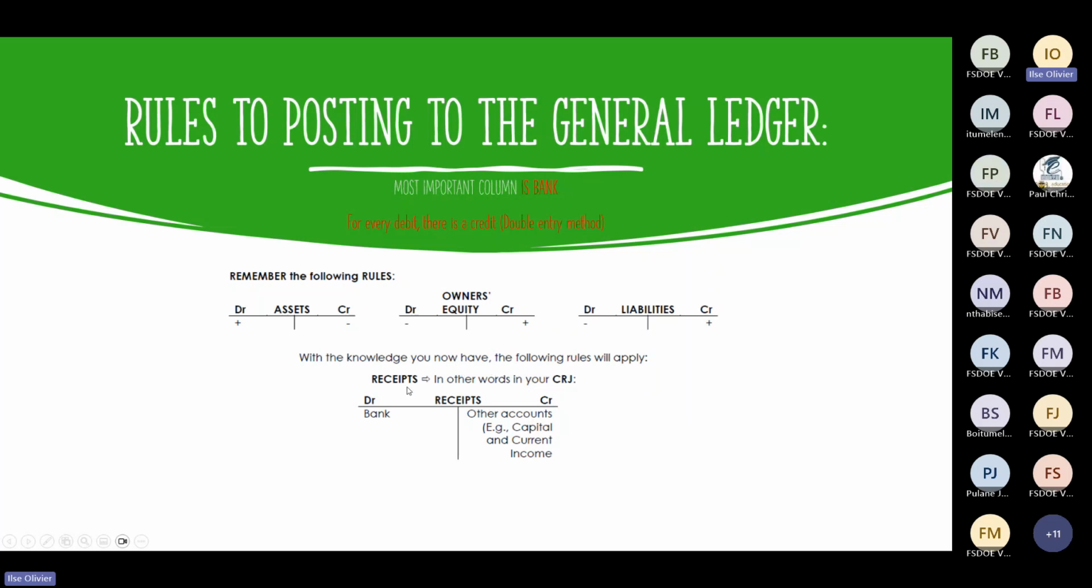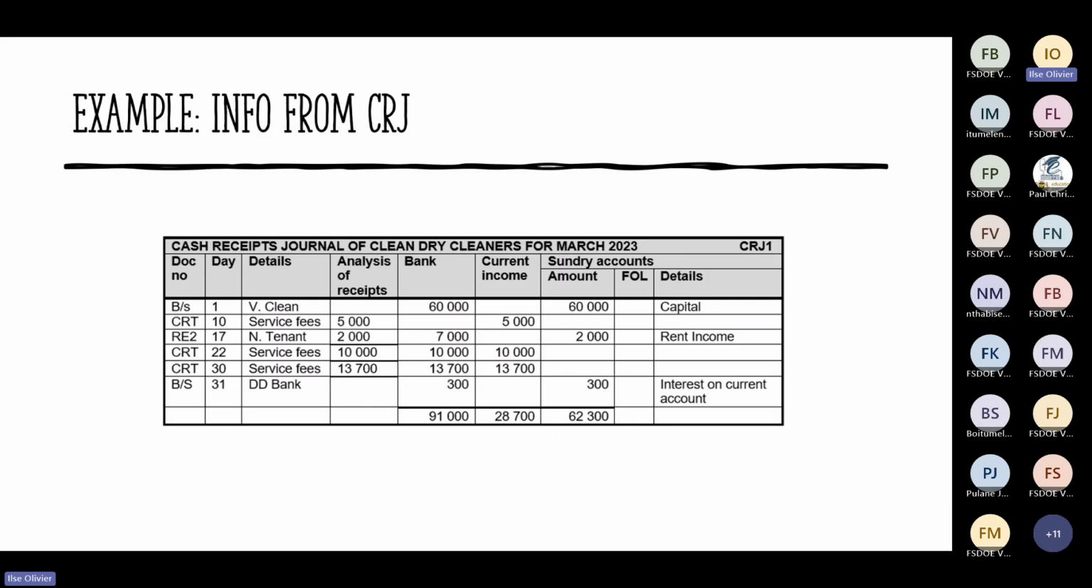If you have receipts, in other words, in your CRJ, it means that bank will increase because you receive the money. And then all the other accounts, capital and your current income and whatever account there is, will be credited. So let's look at an example.